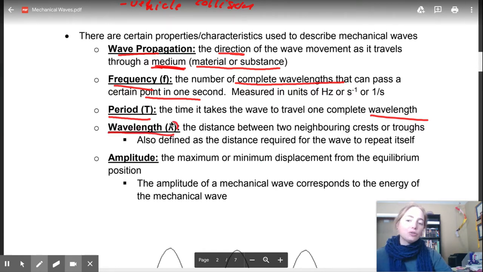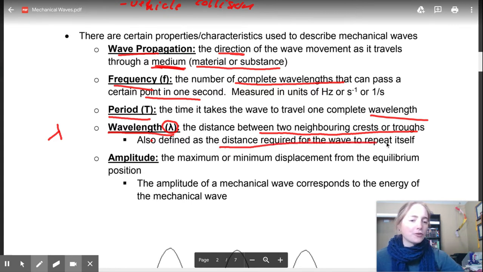Now, a wavelength uses the symbol lambda. I always draw lambda kind of like a crooked T. That's how I draw my lambdas. It's the distance between two neighboring crests or troughs on a wave. It's formally defined as the distance required for the wave to repeat itself. So I'm going to pause here for a second.